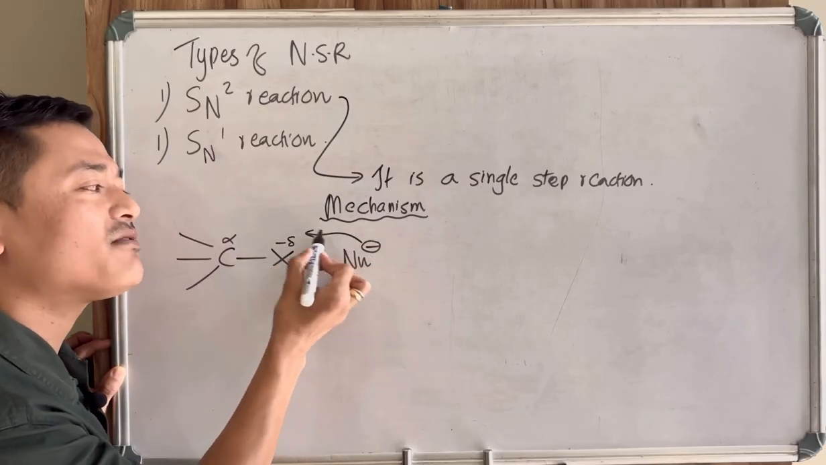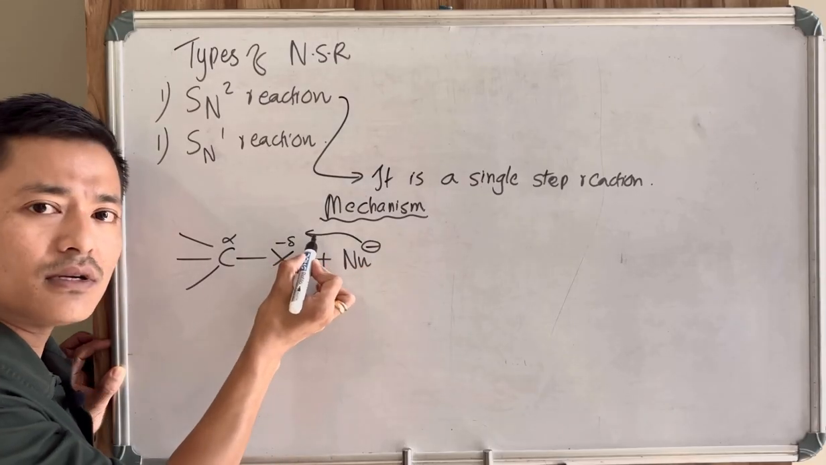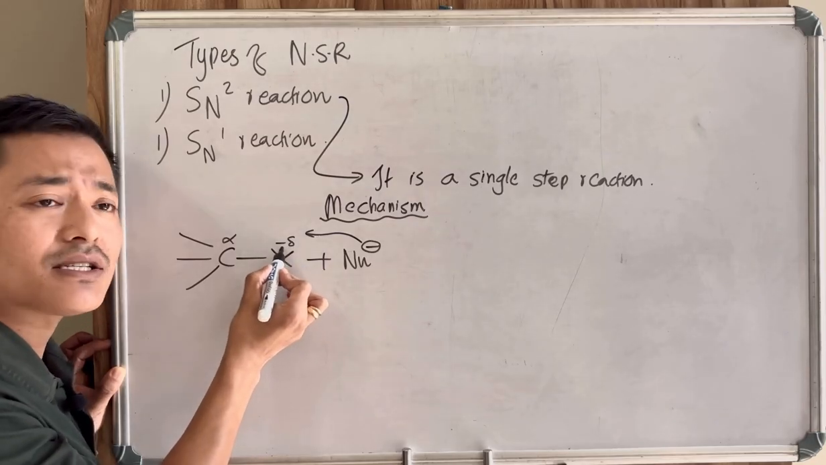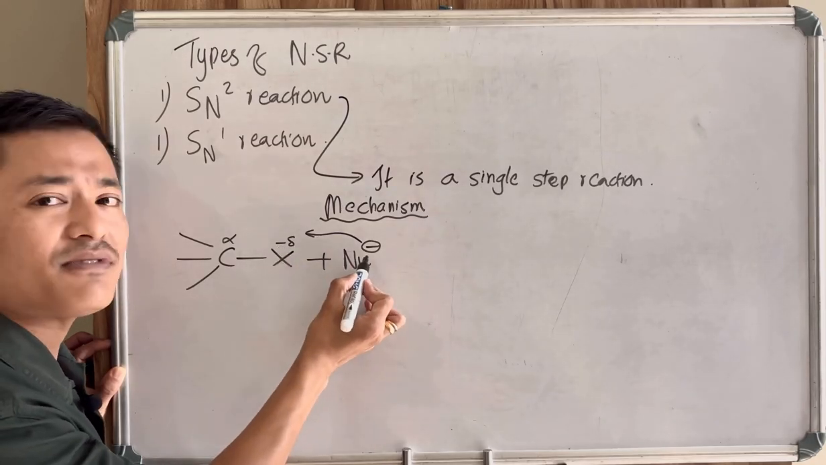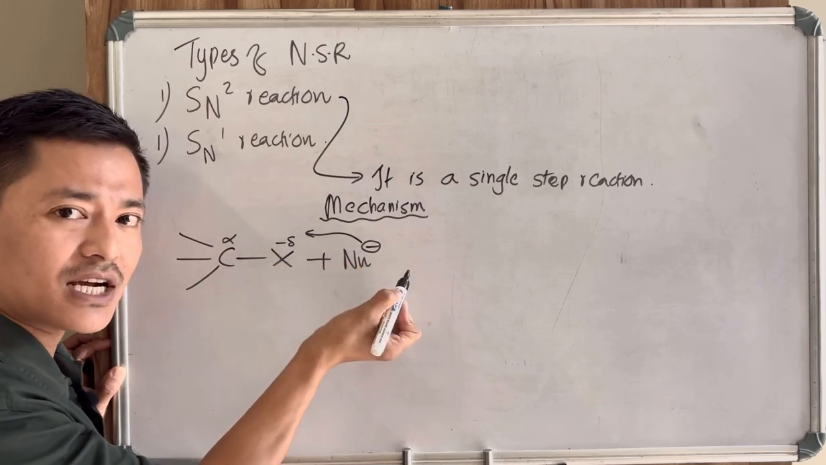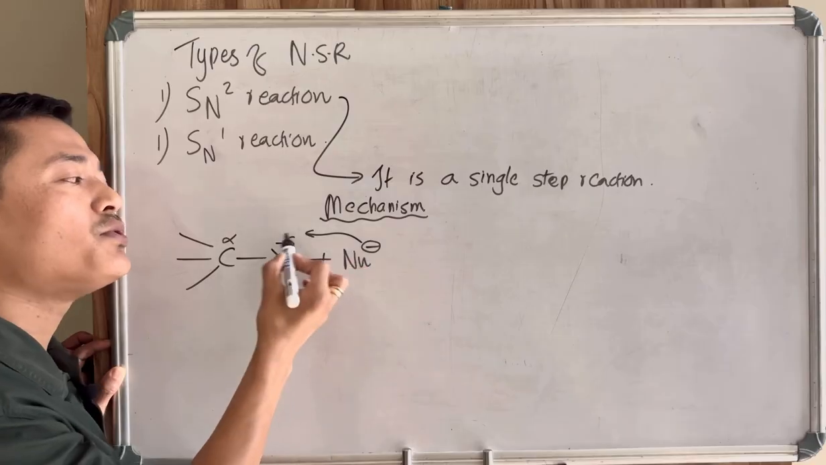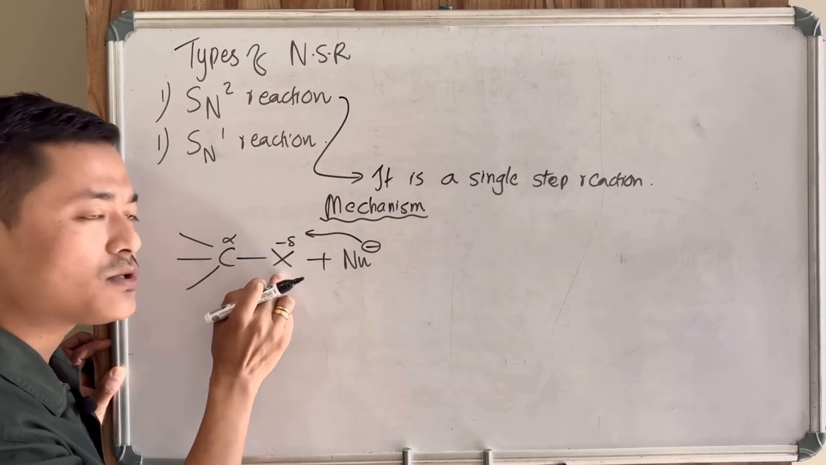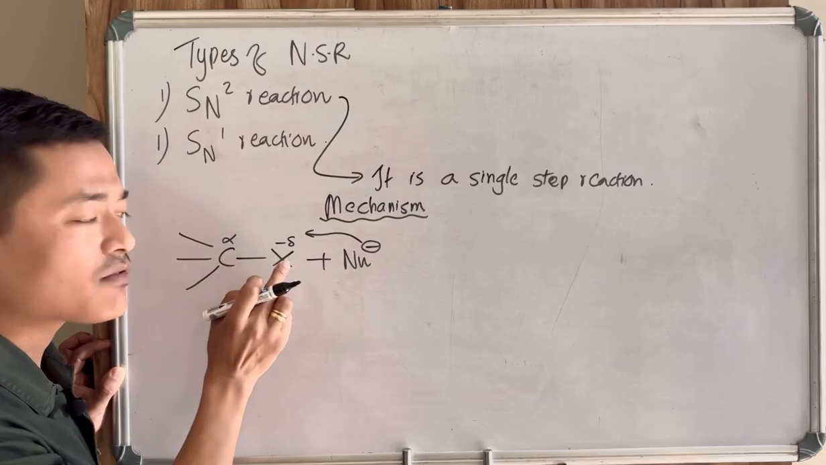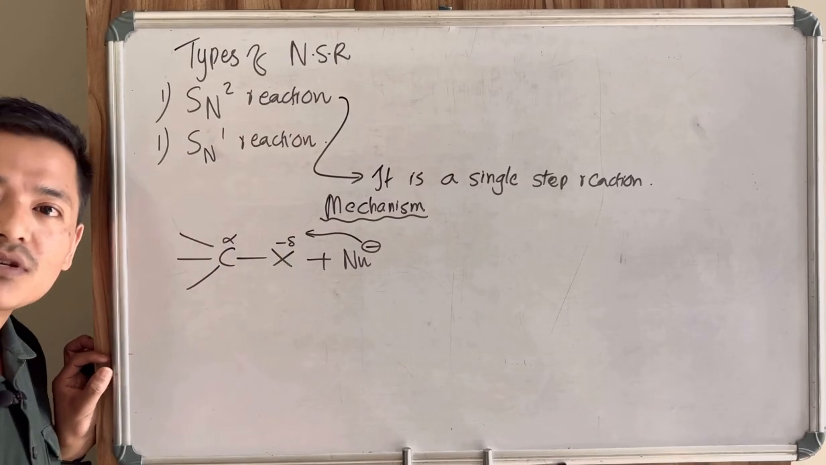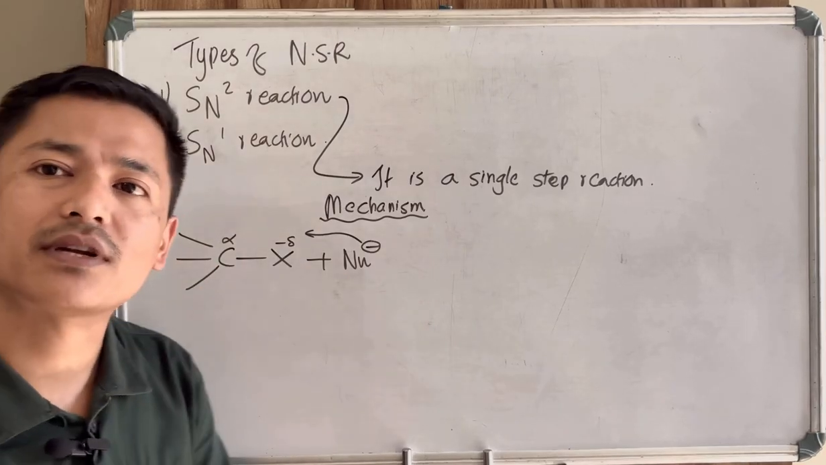And if the nucleophile tries to approach from the front, what happens? The halogen present over here that is negatively charged will repel the nucleophile, because a negative charge will always repel another negatively charged particle. That is why the nucleophile cannot make the approach from the front. The halogen already present in the haloalkane will repel that nucleophile. That is why the nucleophile will not be able to approach the haloalkane from the front.